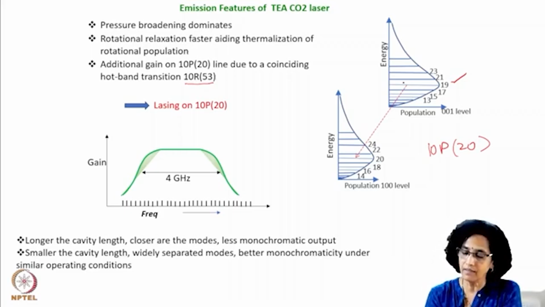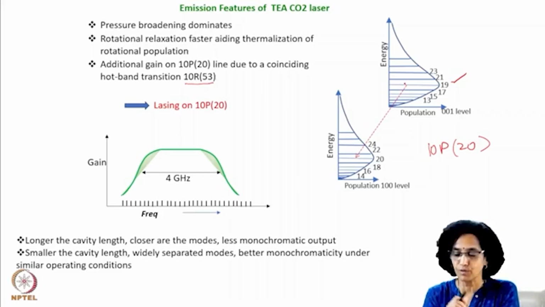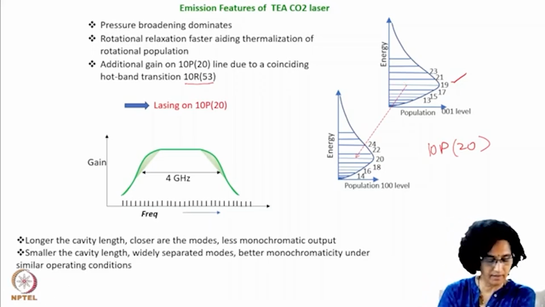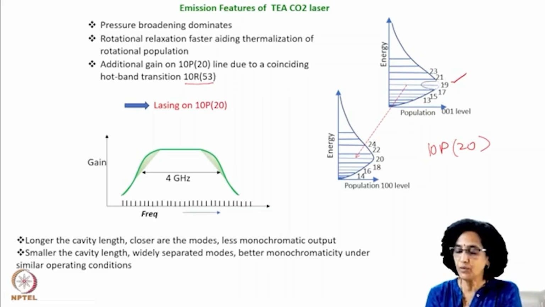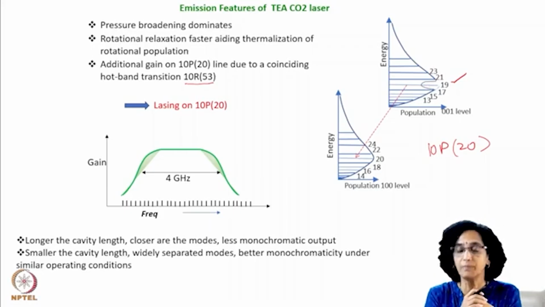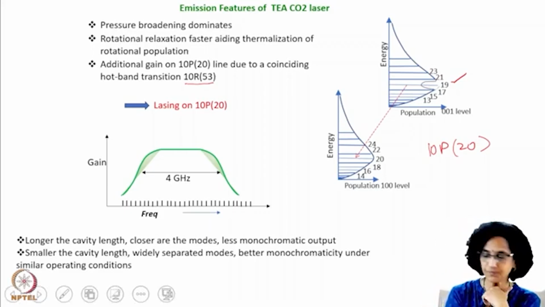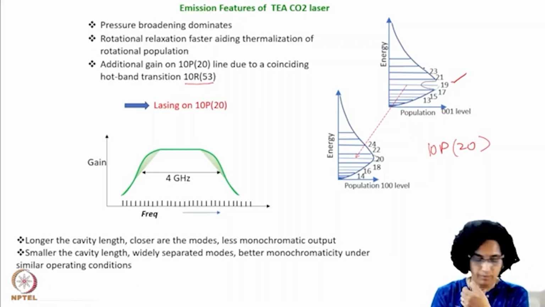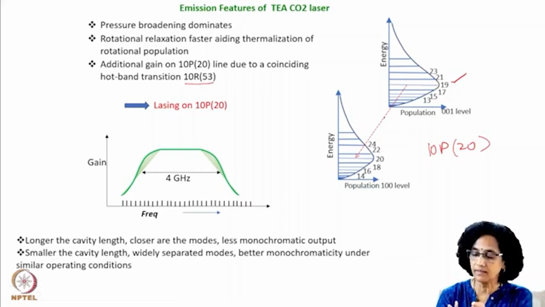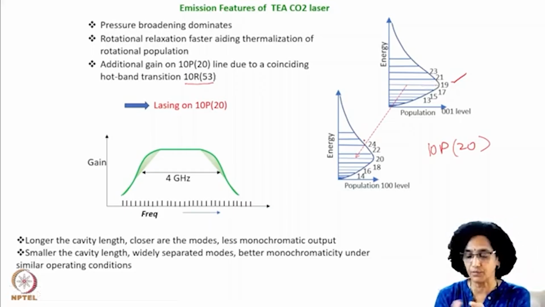As the gain crosses the loss line, stimulated emission sets in from spontaneous noise, and as soon as the gain starts getting utilized in J equal to 19, you see I have shown the rotational hole burning. But this rotational hole burning is quickly filled by the thermalization process, and therefore the population once again gets back to its original shape, and the lasing on 10P20 continues.